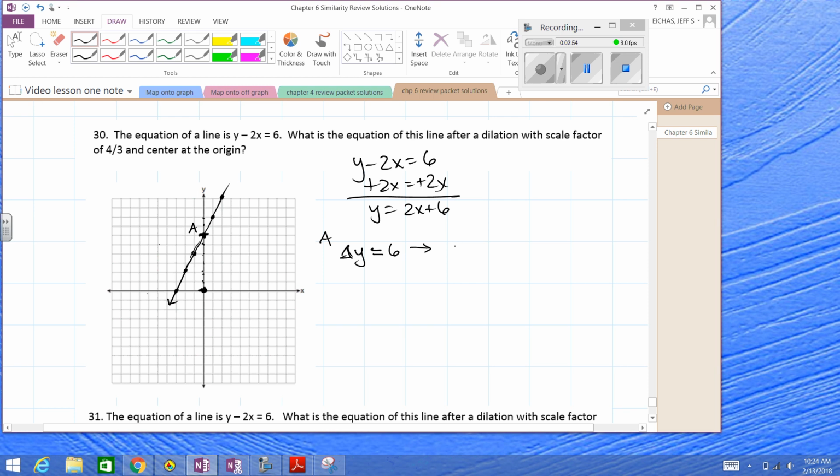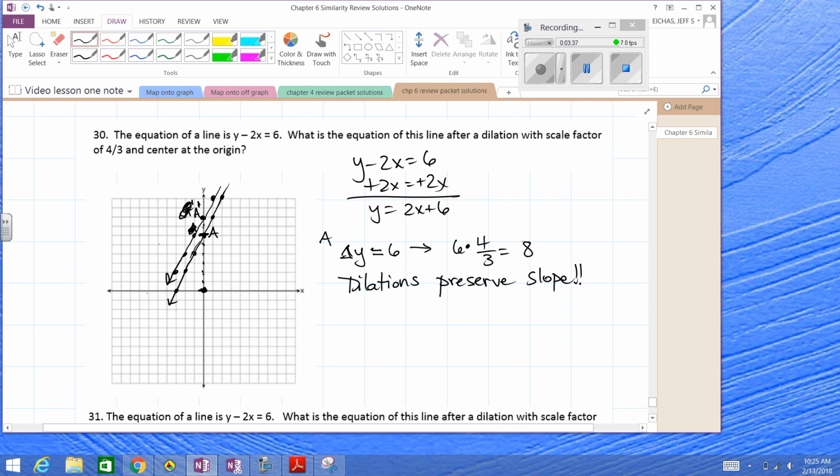Now, when I dilate it, I'm going to do 6 times 4/3, which turns into 8. So my new change in y for A prime from the center is going to be 1, 2, 3, 4, 5, 6, 7, 8 in the same direction, so there's A prime. Now, my line should stay parallel because dilations preserve slope. We must remember that. Meaning, you have to have the same slope. This was nice because you see they're parallel, right? All that happened was A kicked up to A prime right there.